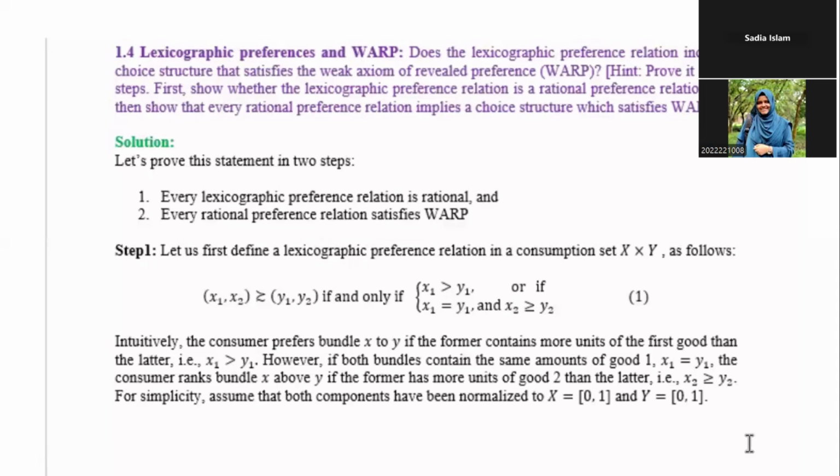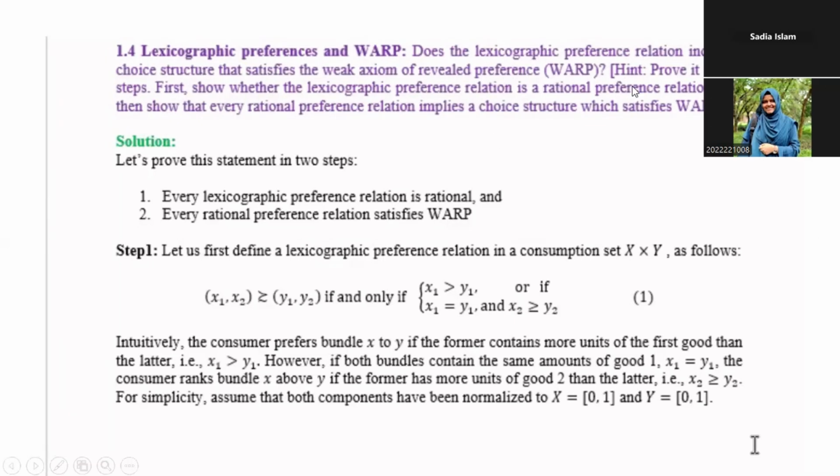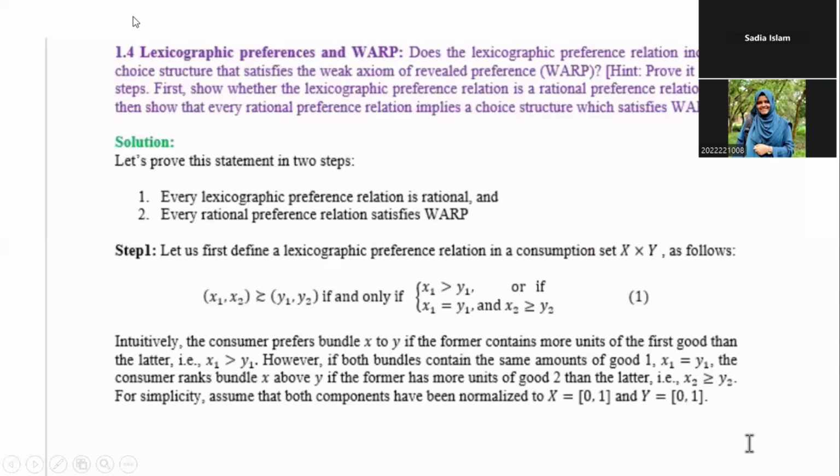You described your part. Now it's my turn to describe my part and make you understand all my question part. My question was, does lexicographic preference relation satisfy the weak axiom of revealed preference? Before starting the question answering part, I would like to describe the two terms called lexicographic preference and weak axiom of revealed preference.